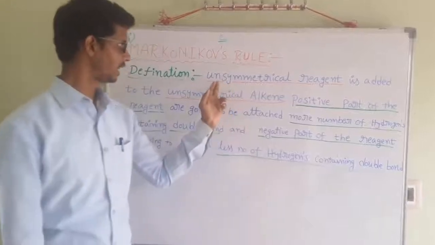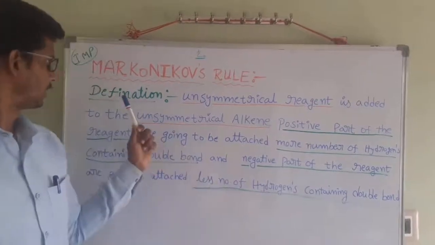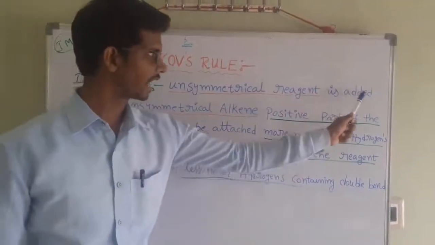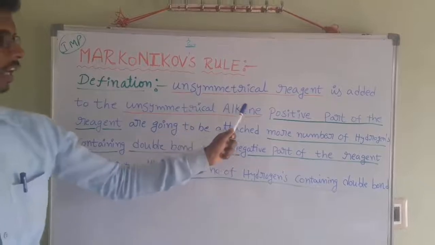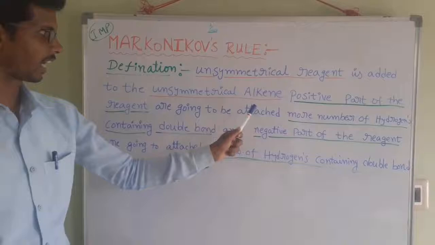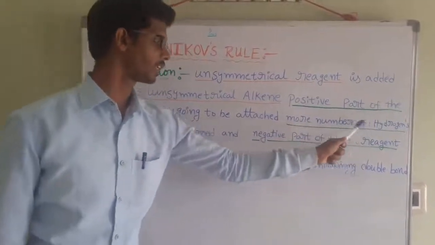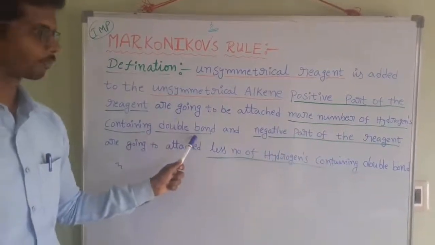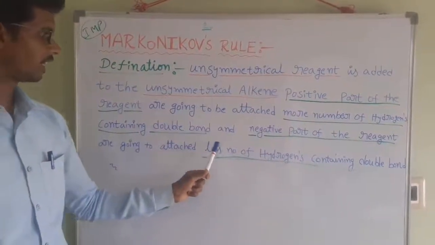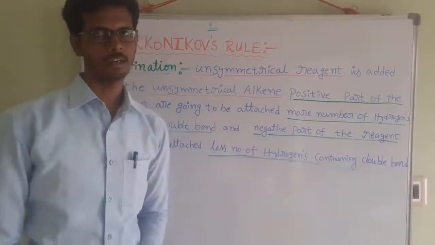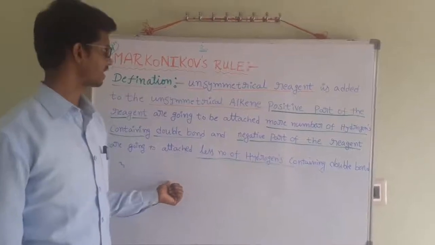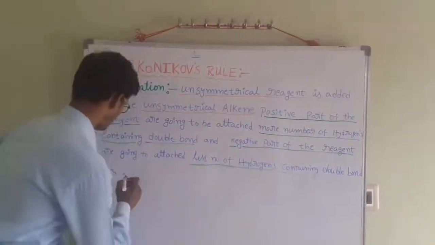First of all, let us see the definition. Unsymmetrical reagent is added to the unsymmetrical alkene. The positive part of the reagent is attached to the double bond carbon containing more hydrogens, and the negative part of the reagent is attached to the double bond carbon containing fewer hydrogens. Let us see one simple example for understanding this definition.